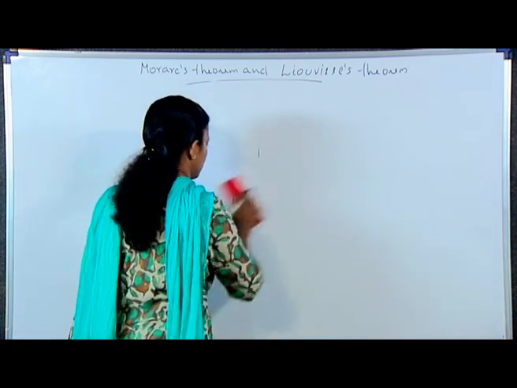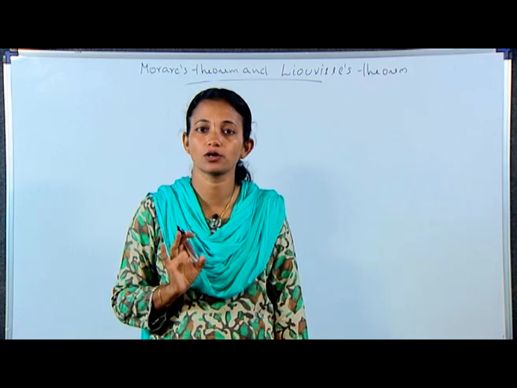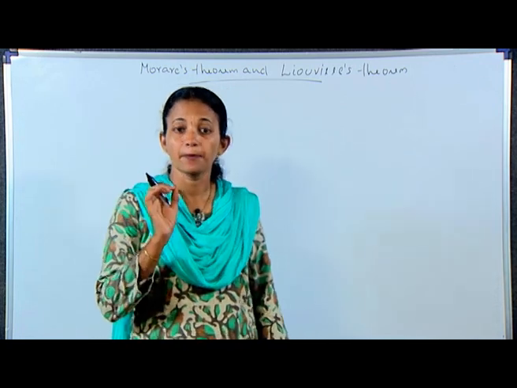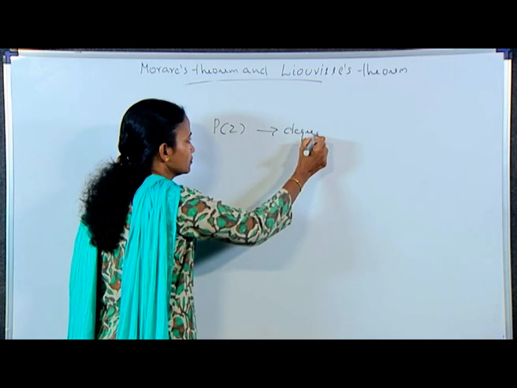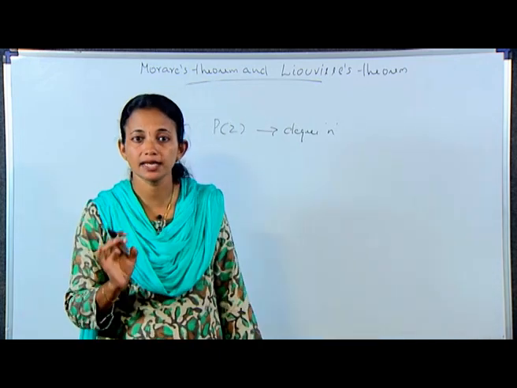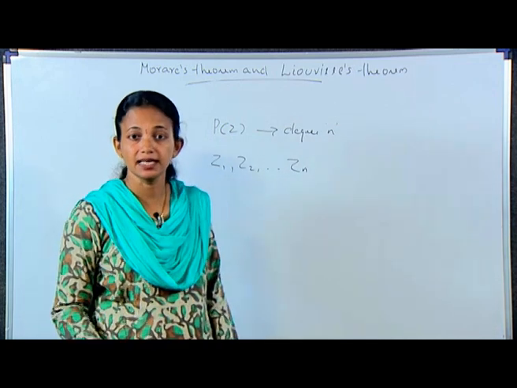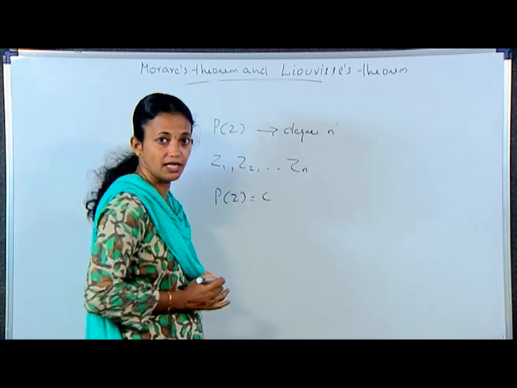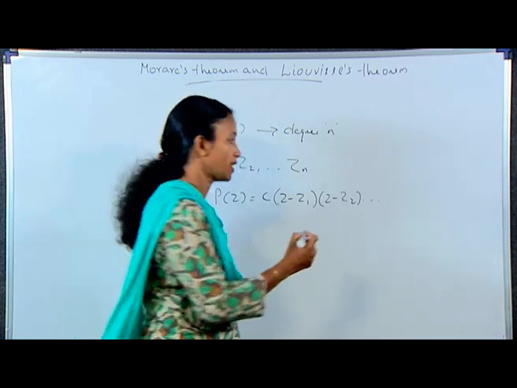The fundamental theorem of algebra also provides the following result, that is, if p z is a polynomial of degree n, where n is always greater than or equal to 1, then it has n zeros, not all need be distinct. That is, there exist complex numbers z1, z2, etc., zn, and C such that p z is equal to C into z minus z1 into z minus z2 into etc. z minus zn.